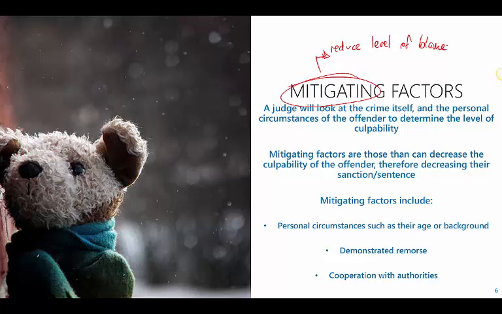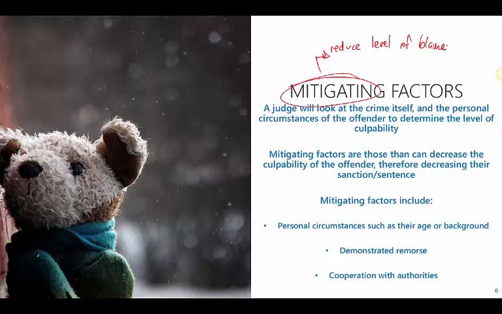Personal circumstances such as your age and your background will be considered mitigating factors. For example, a 15-year-old has a lower level of blame, a lower level of culpability than a 45-year-old, based purely on the fact that a 15-year-old is still developing, still learning, and they have a reduced understanding of what is right and what is wrong.